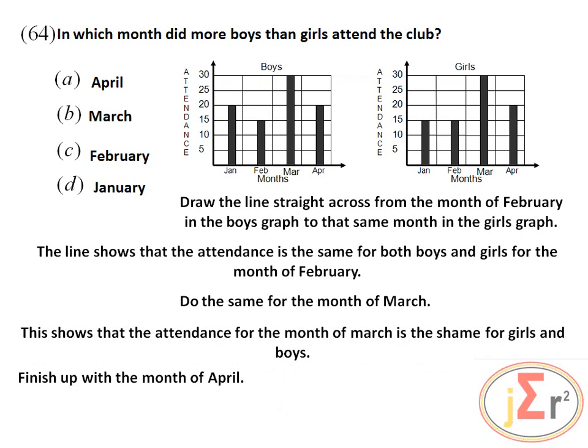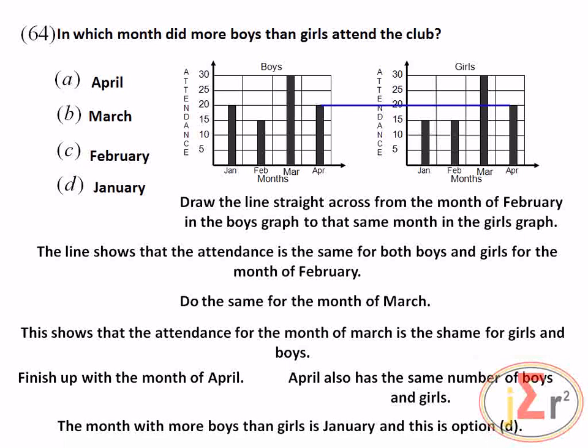Finish up with the month of April as usual. Go from the top of the month of April in the boys' graph to the top of the month of April in the girls' graph. And we realize that they are also equal. So April also has the same number of boys and girls. The month with more boys than girls is January, and this is option D. Good.